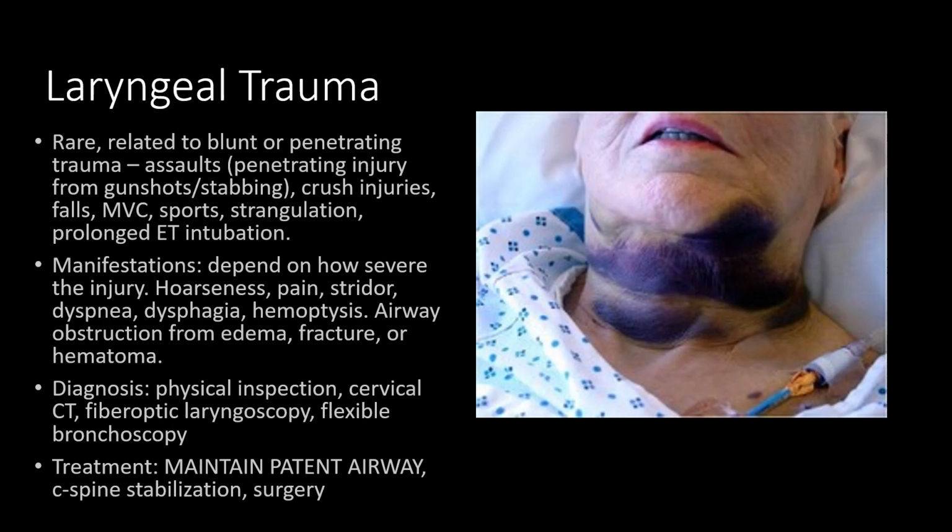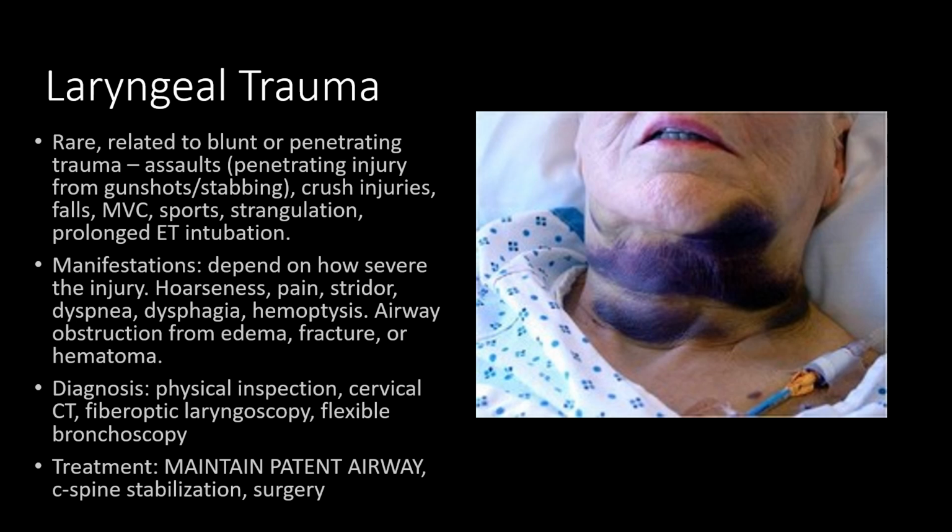Laryngeal trauma. I'm just going to touch on this. This is more semester 9, but basically this is rare. It's usually related to a blunt trauma or a penetrating injury like an assault, so your stab wounds, your gunshots, crush injury during a motor vehicle crash, strangulation, and it could also be from prolonged endotracheal intubation, which is why we don't want our patients intubated too long. So how it manifests depends on how severe the injury is. They're going to have a hoarse voice, pain, they could have stridor and dyspnea, trouble swallowing, they could be coughing up blood.